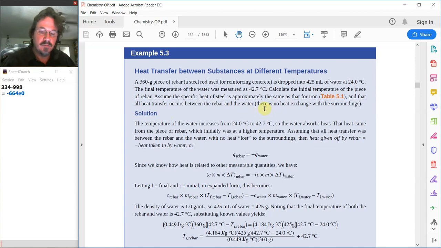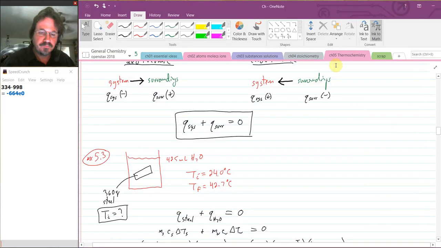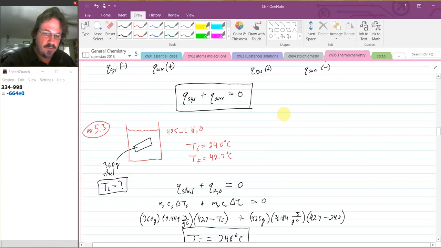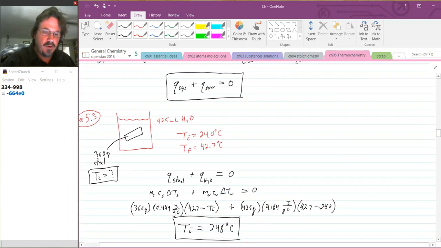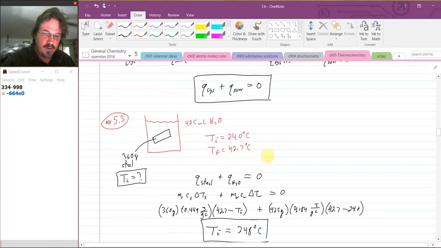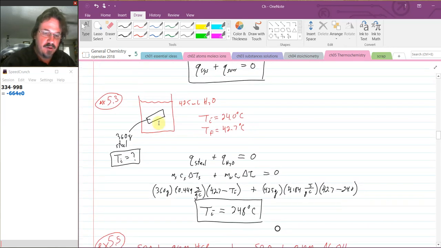All right, so here I wrote down, I summarized, oops, where am I? There it is. I summarized, no, that's not it, 5.3, got it. What's happening, here's my steel rod, my iron rod, it's dropped in, it's 360 grams.